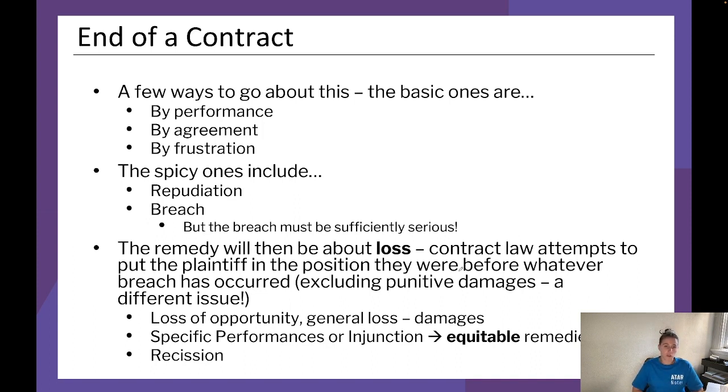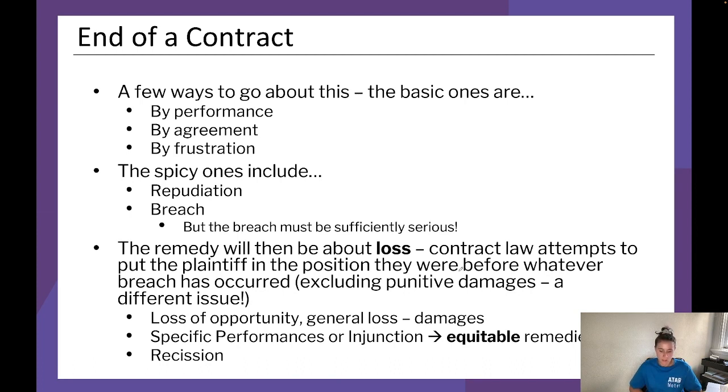Breach is, I have a contract for you to mow my lawn 4 times and instead you've painted my house, for instance, maybe, which is a bit silly, but that's okay. The breach has to also be sufficiently serious for it to rise to it.